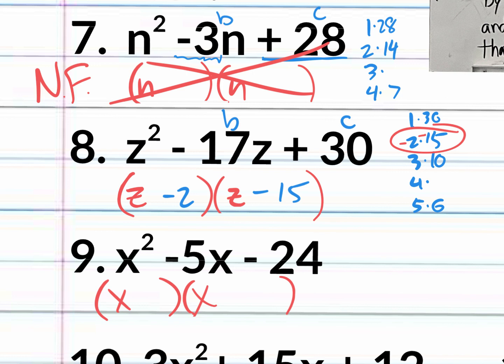Boom, it's factored. Let's do the next one. Check out how easy it is. What times what is negative 24 that if I combine together is negative 5? Let's make a list. Negative 1 times 24. Negative 2 times 12. Negative 3 times 8. Negative 4 times 6. Negative 5 doesn't work.